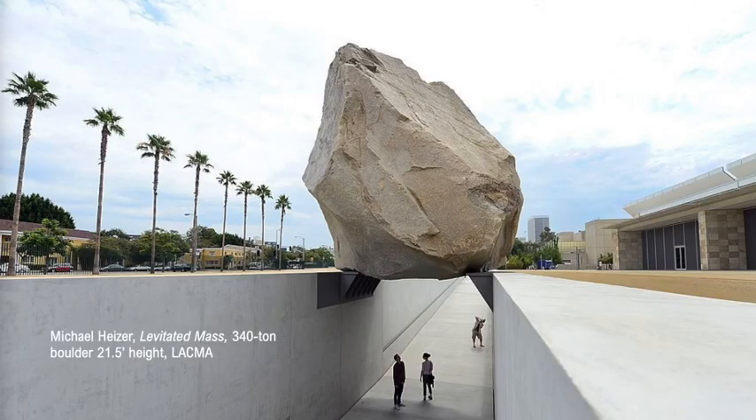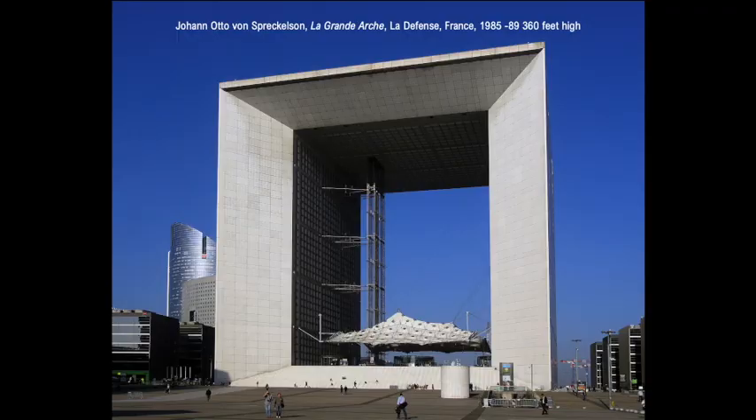Take a look at Michael Heizer's Levitated Mass at the Los Angeles County Museum of Art. We can see this gigantic Herculean stone that appears suspended perilously over this walkway, right? This has an enormous sense of mass, and even installing this was quite the event as well. A 340-ton boulder. Wow.